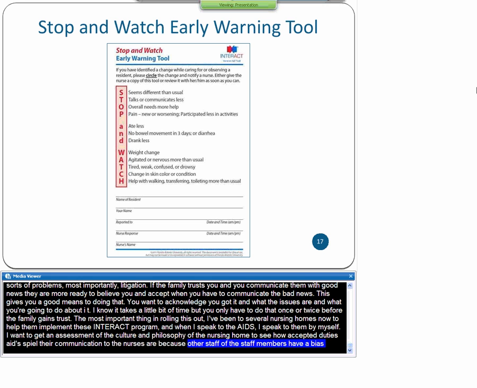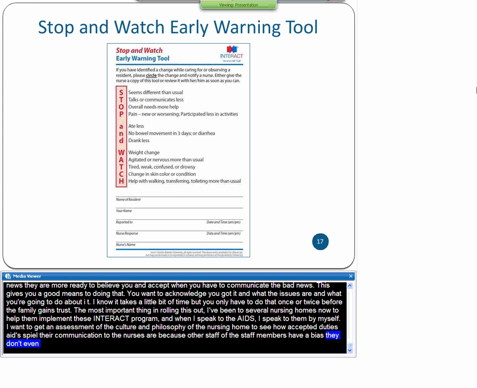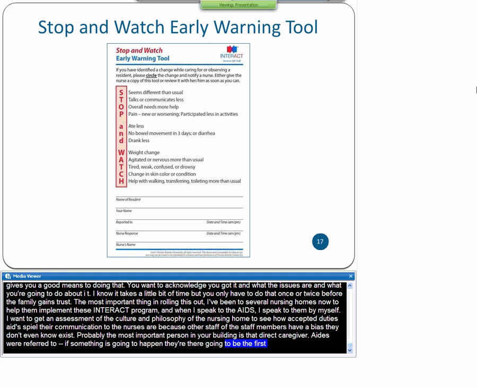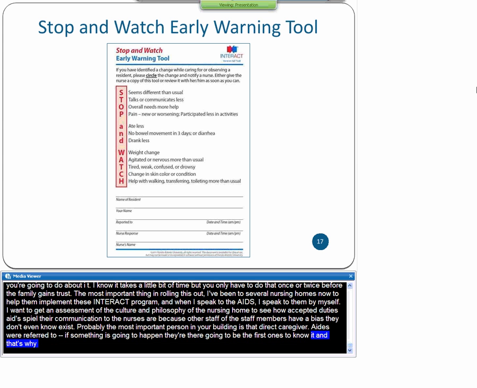At Dr. Alexander's training, the aides were referred to as the canary in the mine. If something's going to happen, they're going to be the first ones to know it. And that is why it is so important for nurses to have an accepting attitude, to be very proactive in receiving information from the aides.